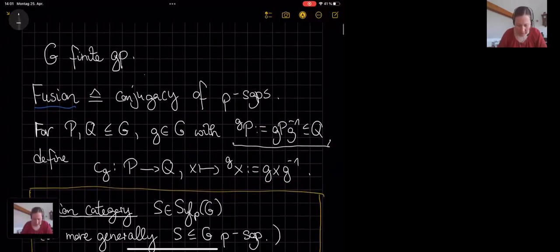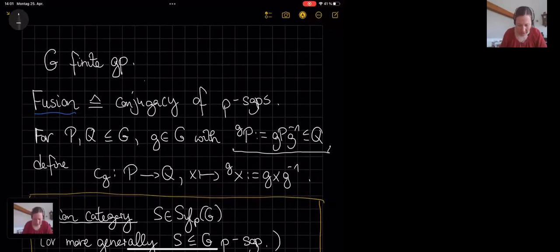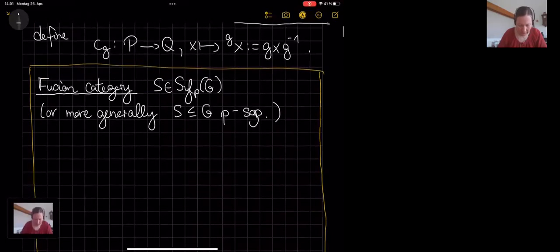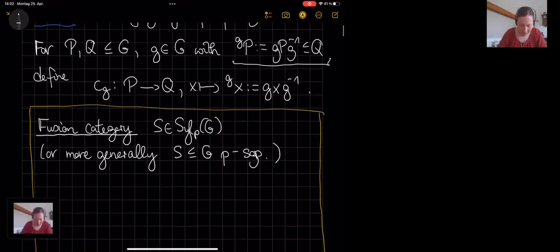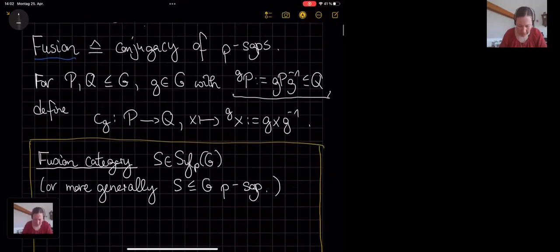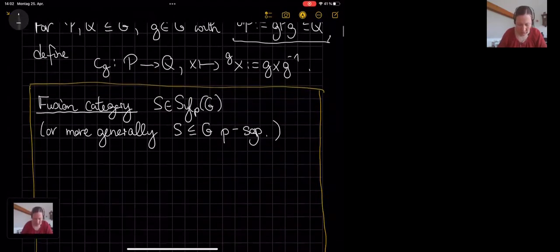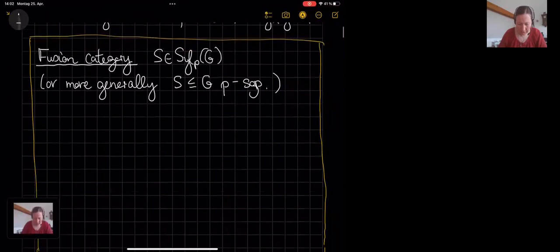Okay, and now the idea is to put the information we get that way neatly together in a category, and that's the fusion category. So if S is a Sylow p-subgroup of G, then we can conjugate every p-subgroup into S. So for many purposes, it's enough to concentrate on the subgroups of a fixed Sylow p-subgroup of G, and this is what we want to do now. But for this very elementary construction, I actually could also just assume that S is some p-subgroup of G.